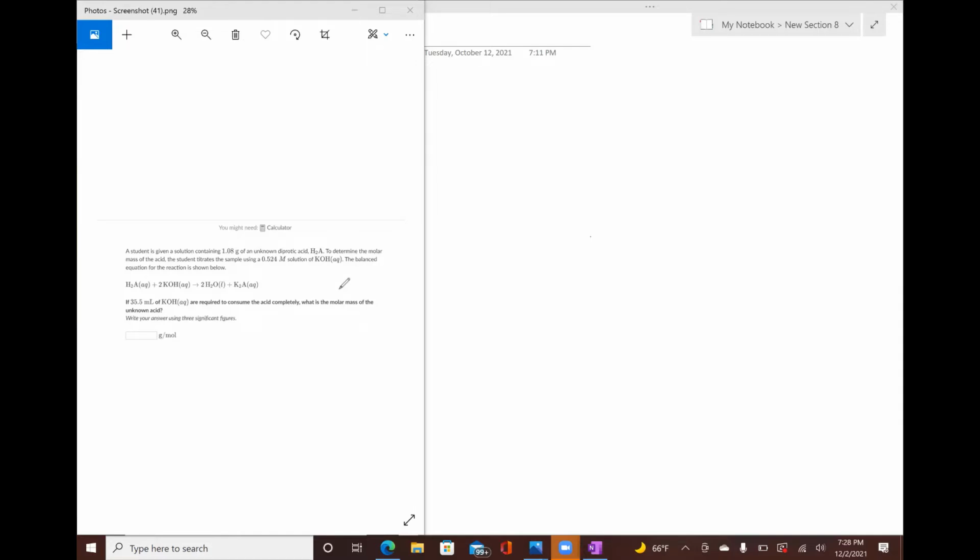So the first thing that I did here was try to figure out the number of moles of KOH, right? Because I have molarity and I also have the liters, right? So I know that 35.5 mL, and also you'll need a calculator for this. It's an FRQ. So I know that 35.5 milliliters is 0.0355 liters, right?